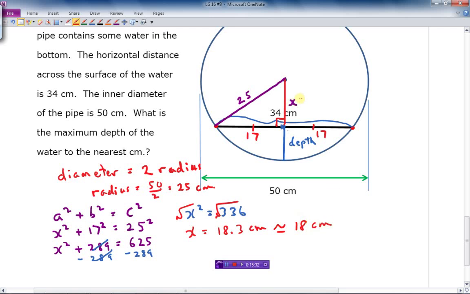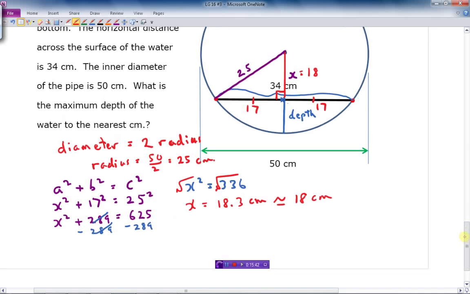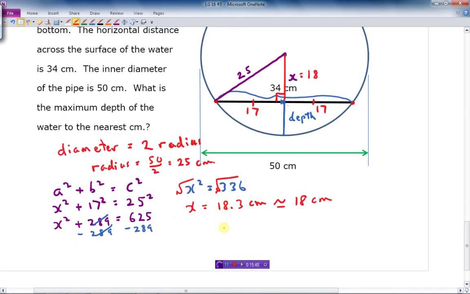But one more step here now. I know that the depth plus 18 equals the radius, which is 25. So if I subtract 18, I get the depth equals 7 centimeters at the deepest part there. So this part here ends up being 7 centimeters. And that's that question.